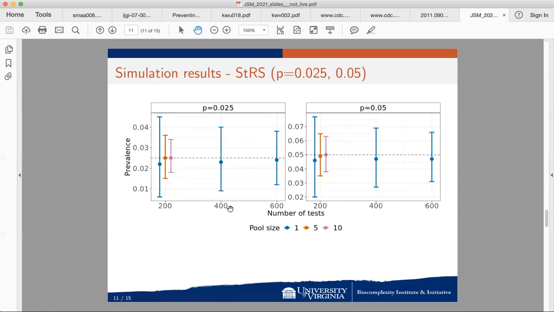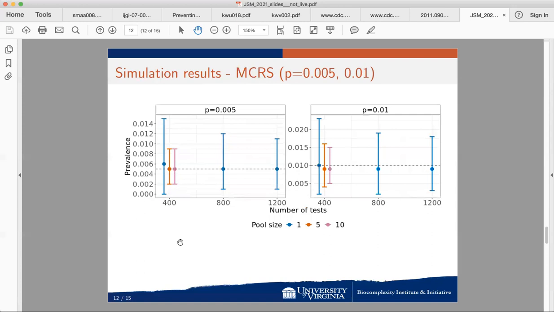So these are the results for the same settings, but with the true prevalences at 2.5% and 5%. So these are slightly more reasonably high prevalences. And the story here is relatively similar. So again, as we increase the number of tests, we get more efficient estimates, but even at the lowest number of tests, we're still doing quite well with posterior intervals that are reasonably wide considering the amount of uncertainty that we have. But as we use pool testing, we actually do much, much better without losing much in bias.